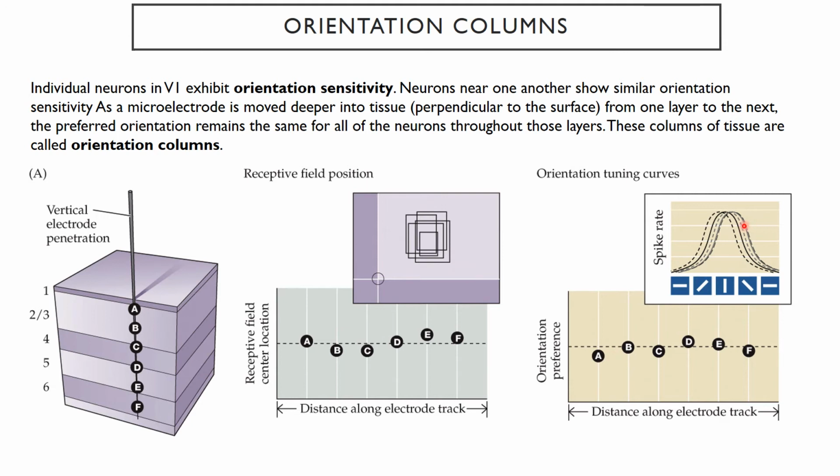And then if you look to see what is their overall orientation preference, all of these neurons have a very similar orientation preference. So these neurons in this particular orientation column have a vertical preference in this part of the visual field. So all the receptive fields are located here, and they all prefer the same orientation bar. This is what's known as an orientation column. So these columns are referred to as orientation columns.